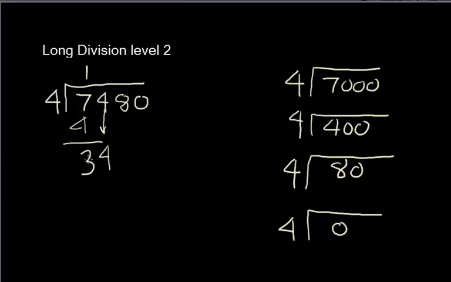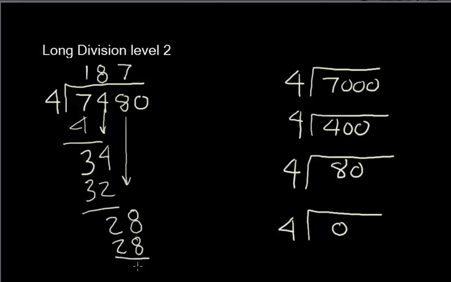So 4 into 34. Well, I know that 4 times 8 is 32, so I'm going to put the 8 up here. So 8 times 4 is 32. And let's subtract that out. We get 2 here. Now I'm going to bring down the 8. Well, I know 4 goes into 20 5 times. I know 4 goes into 8 2 times. So I think it's going to be 7, right? And 7 times 4 is 28. So it works out perfect.